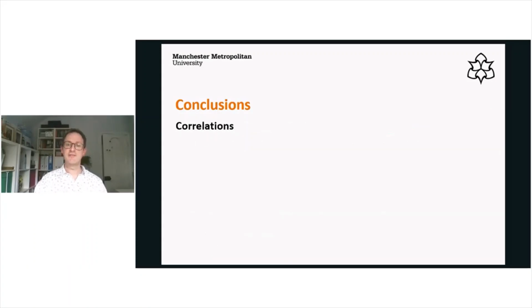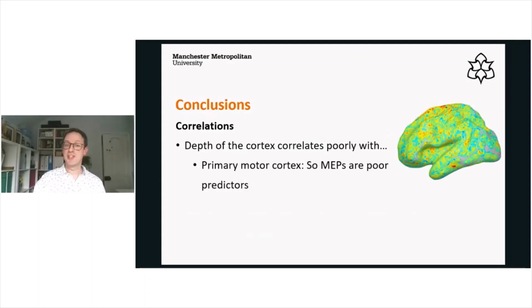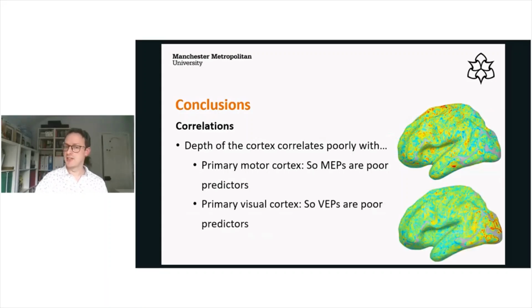Talking about those correlations then, the depth of the cortex correlates poorly with the seed region in primary motor cortex, so motor evoked potentials, MEPs, are not that good as a predictor of how much energy to deliver to a particular brain region. And that's even worse for the primary visual cortex. So setting dosage according to phosphene production is not a reliable way to find the energy suitable for stimulating a nearby brain region.